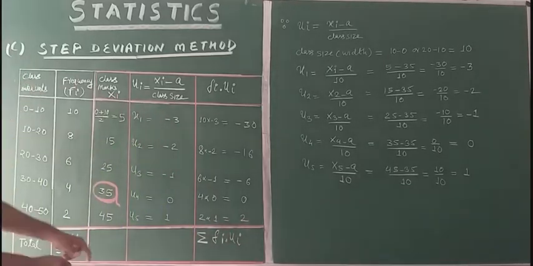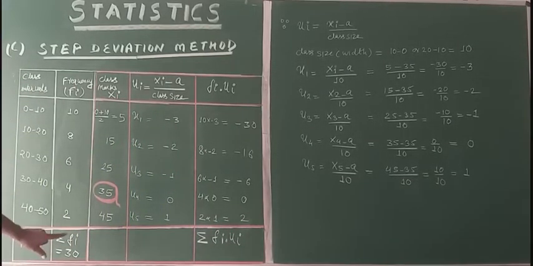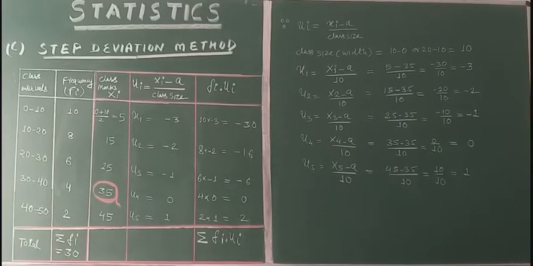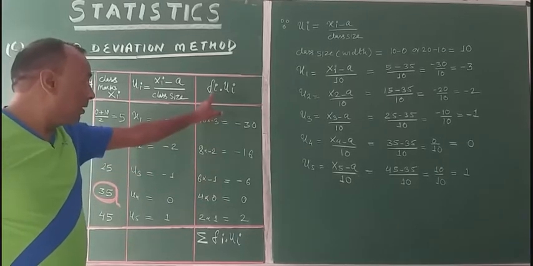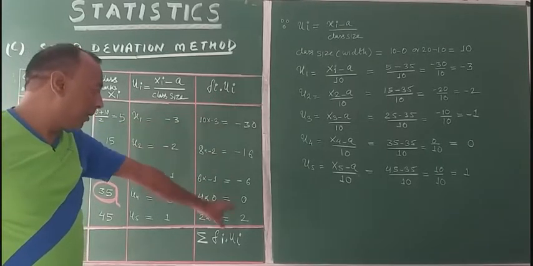Okay. And in the last row, where we have written total, we will add them. So 10 and 8, 18, 6, 24, 28 and 2, 30. So sigma Fi is 30. And in the last column, we will add these FiUi. So what will we get?